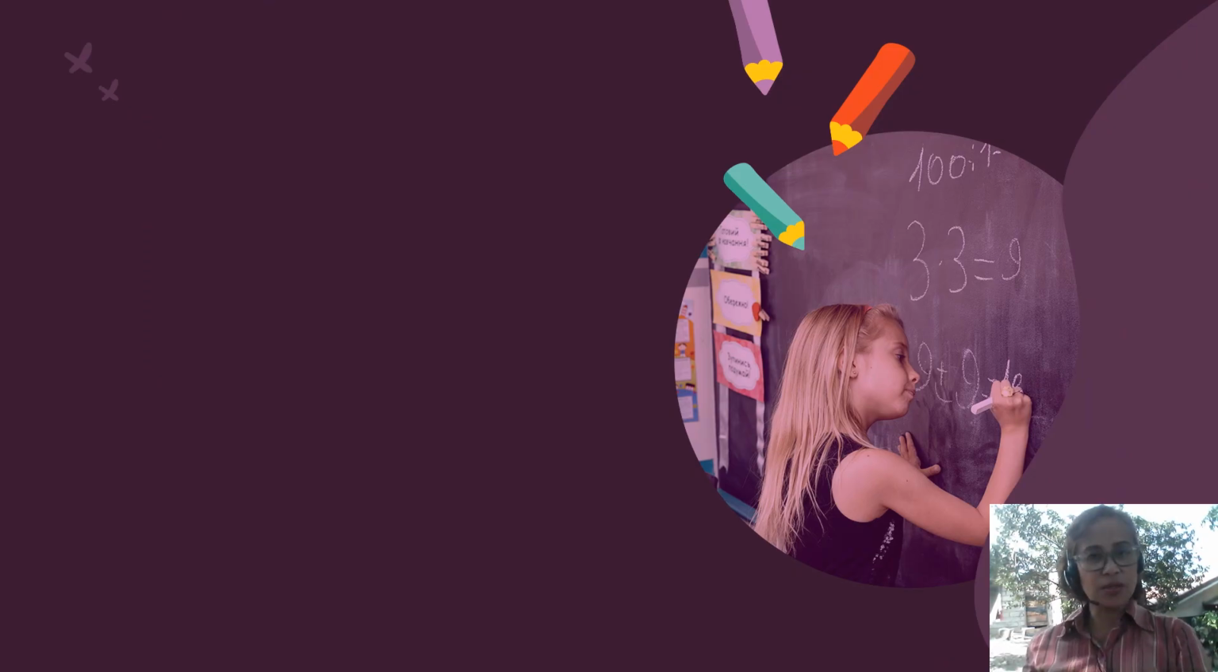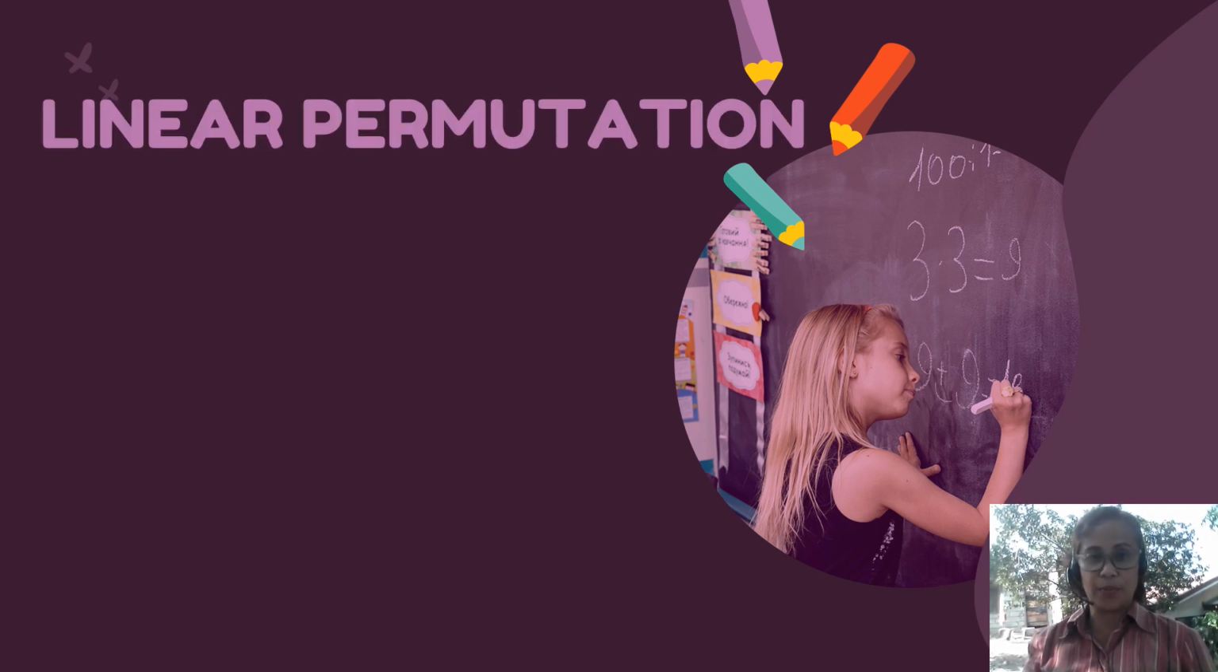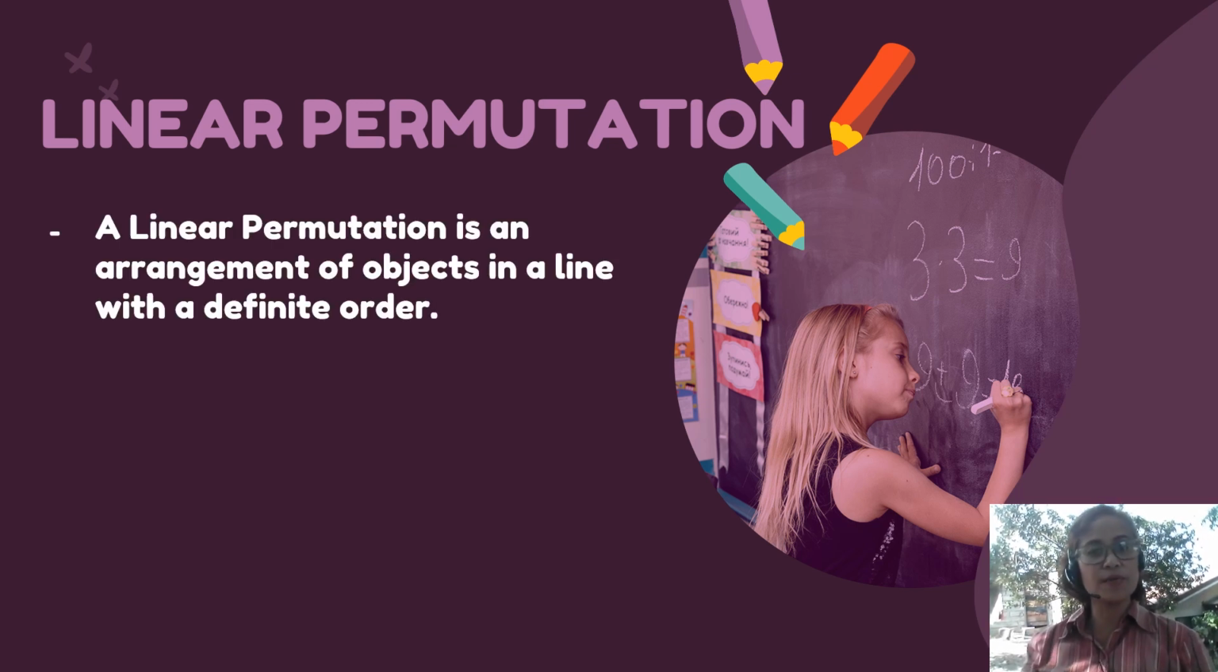The situation involving arranging my students in a row is a clear example of a linear permutation. So what is a linear permutation? It is an arrangement of objects in a line with a definite order. So that line could be a row, a column, or it could be diagonal, for as long as it forms into a line. So what is now the formula in finding the number of possible arrangements of a linear permutation?